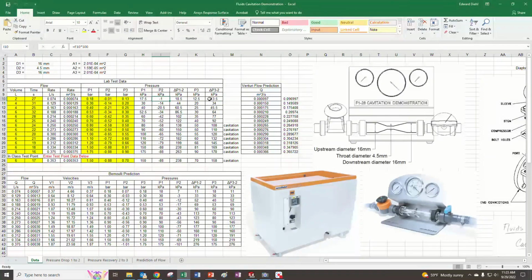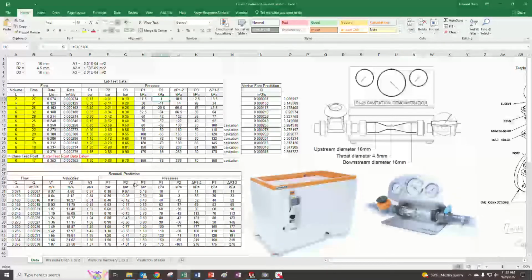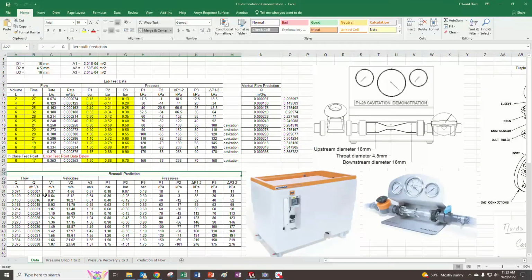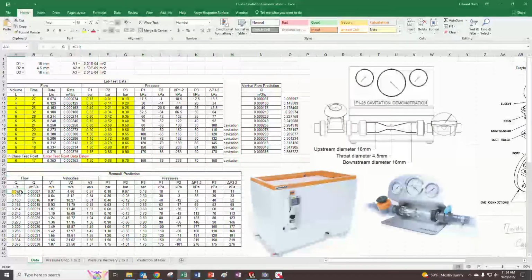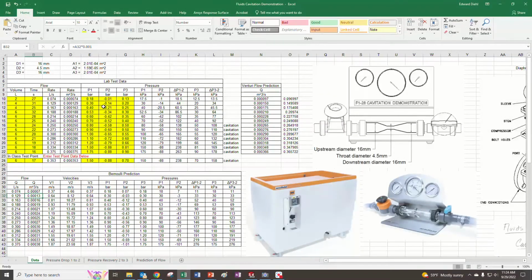Yeah, so here's the calculated data right here. But down below, I have the Bernoulli predictions. So I have the flow, right? So these are just the flow from up above. And then I have the velocity because I know what the area is, because there was 16 millimeter, 4.5 millimeter, and then it goes back to 16 millimeter.